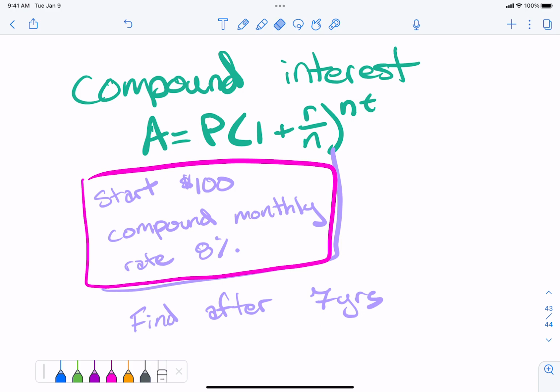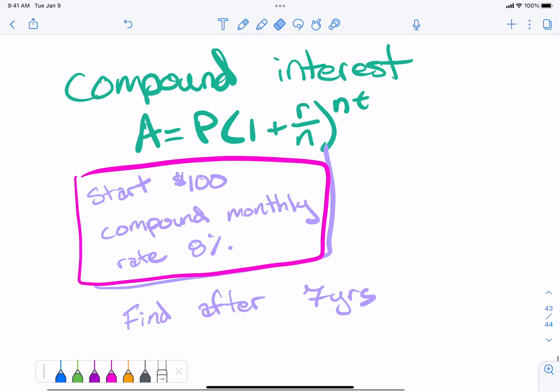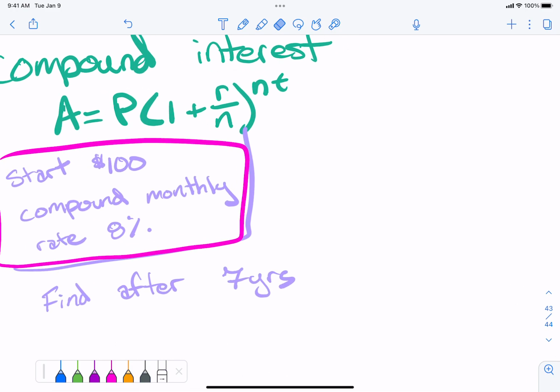Hold on, I messed up on something real quick. I'm gonna restart. This one should be pretty straightforward. You're just plugging stuff in and solving for A, right? You're gonna have to get up for a second.